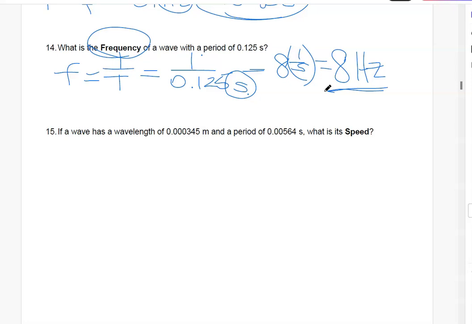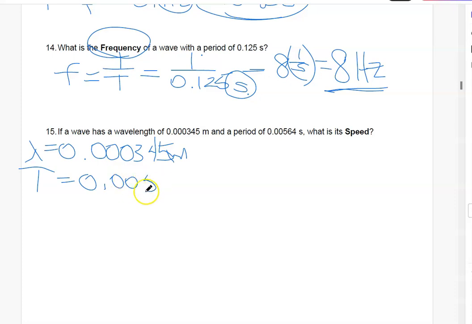The next question, if a wave has a wavelength of 0.000345 meters, so write that down, wavelength equals 0.000345 meters, and a period, that's capital T, of 0.00564 seconds, what is its speed?